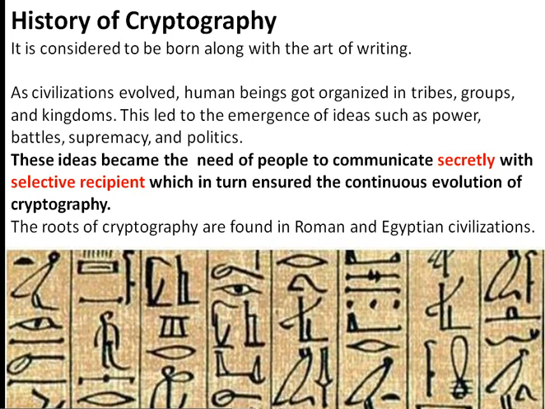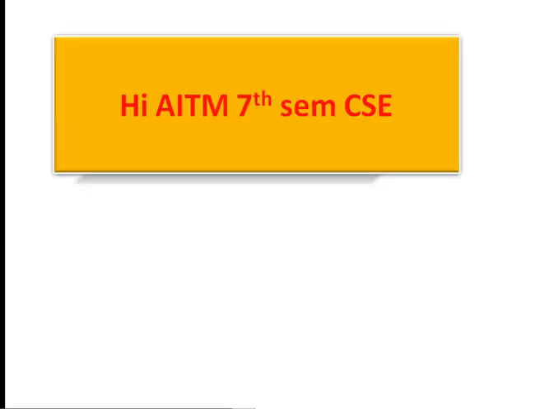So they represented some symbols to their tribes only, not other tribes, because selective recipient means only their group members had to identify what kind of symbol it is. So this idea became the evolution of cryptography.